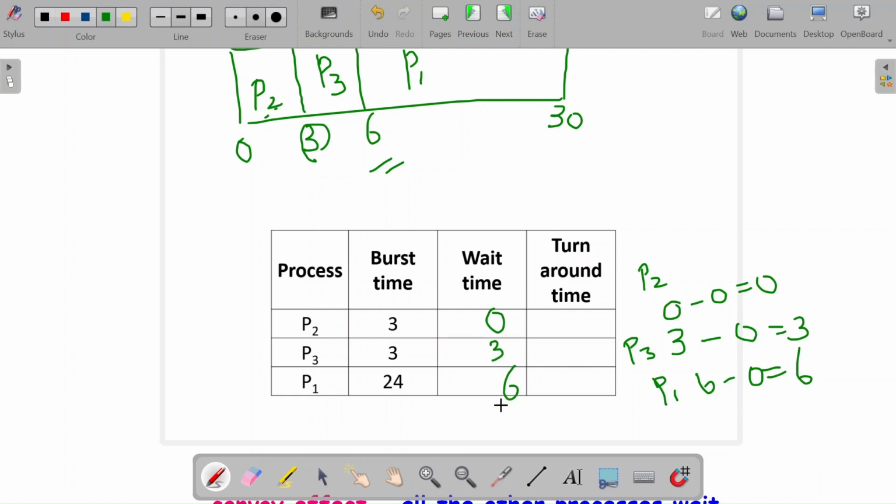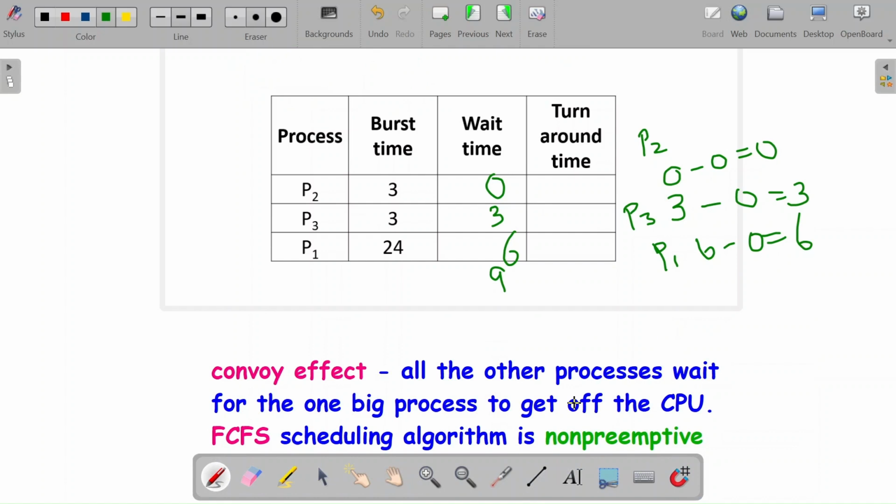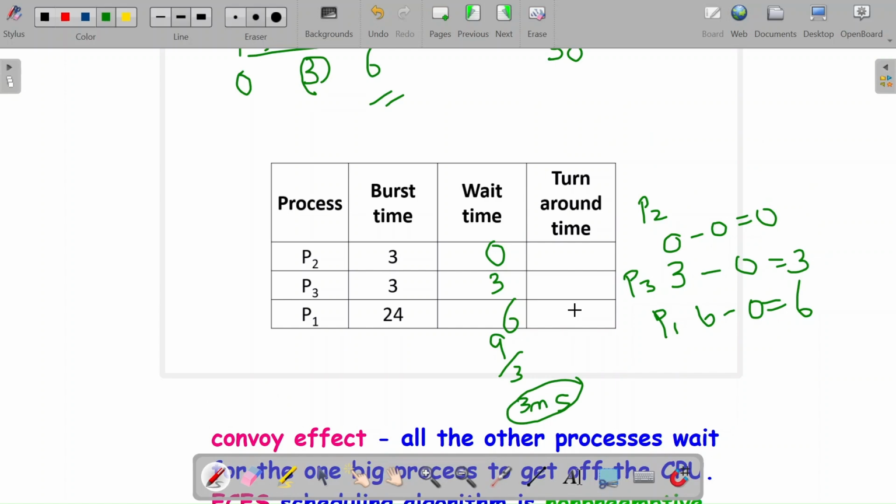So when you take the overall waiting time, 0 plus 3 plus 6, it is 9. The average wait time is 9 divided by 3, so you have only 3 milliseconds. Similarly, for the turnaround time: 3 plus 0, 3. 3 plus 3, 6. 24 plus 6, 30. Overall I get 39. So 39 divided by 3, I am getting only 13 milliseconds.